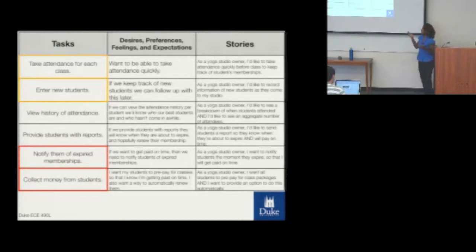So for example, on this one, I just went ahead and highlighted it. For the studio owner, the things in red are top priority. They've got to notify people of expired memberships, and they've got to collect money. But in order to do these two tasks, we've got to be able to take attendance so that we know when someone's expired, and we've got to be able to enter new students. If we don't build those two features, we're not going to be able to build these other two features. Does this make sense? Okay.